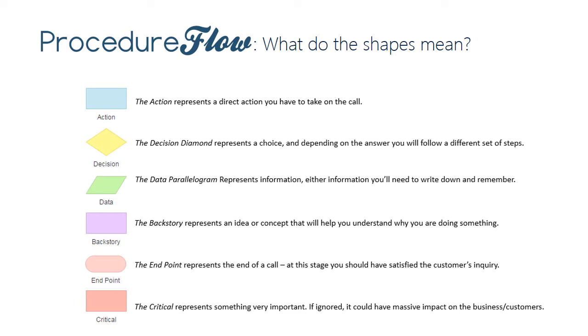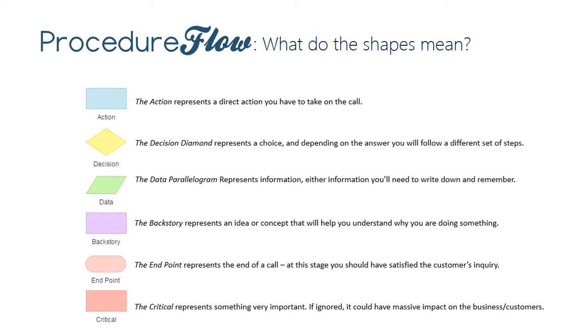The data parallelogram represents information which you should take note of and remember because you'll need it later on. So write it down or make a mental note. The backstory shape provides additional information and context that helps the user understand why they are doing something. It can also be used within the flow itself to provide an example, note, or tip that will help the user execute the process more easily.